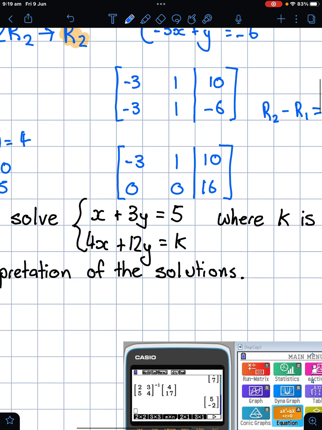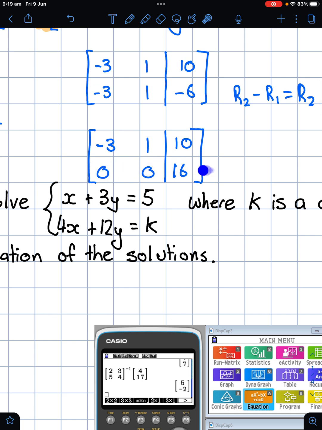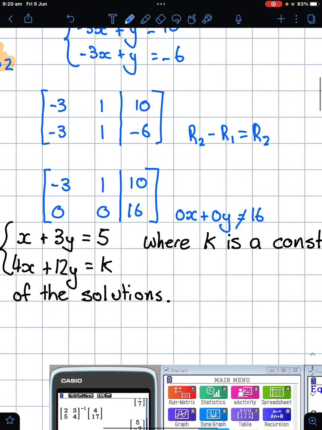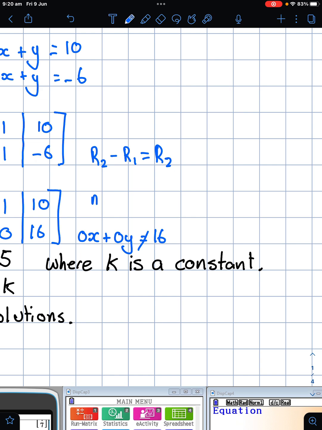And so we can see here that these values are never going to meet. We've got in this space, because we've got a constant here, 0x, 0y equals 16. This just doesn't work. So if I write this out, 0x plus 0y equals 16. That's what it's saying here, and that doesn't work. So that's why this one here has no solutions. Therefore, it's parallel.